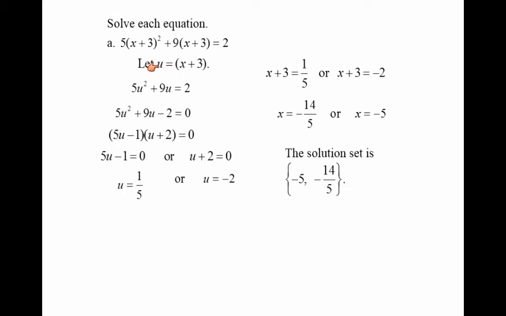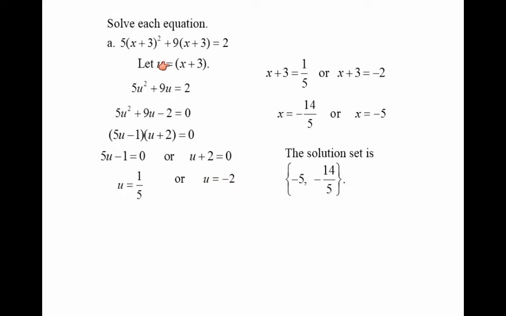So if u is equal to x plus 3, there are two cases I have to check. If u is equal to 1 over 5, I'm going to put 1 over 5 here and solve for x. So I would say x plus 3 is equal to 1 over 5, and then solve for x. I can subtract 3 from both sides of the equation. Here, I get x would be equal to 1 over 5 minus 3.